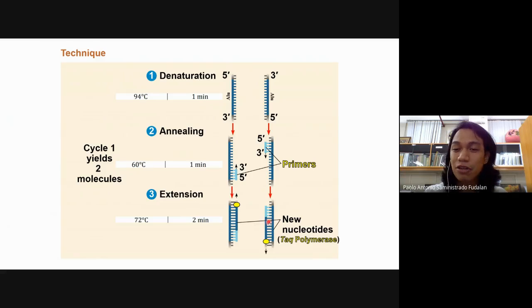Who does the extension, as you see here? Or what enzyme does the extension? Polymerase, sir. Yes, DNA polymerase. So you need to be specific because we also have an RNA polymerase. So this one is DNA polymerase. Okay. Is it a human DNA polymerase? No.